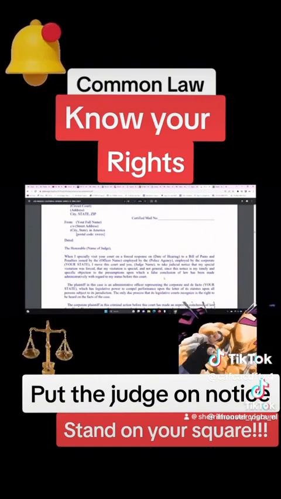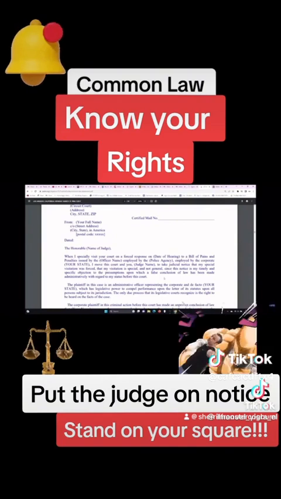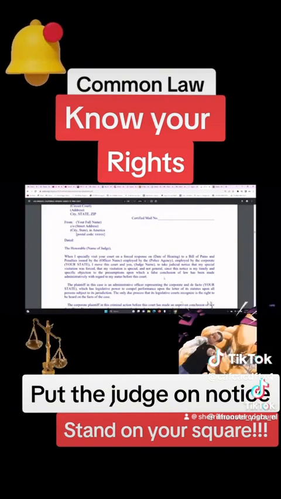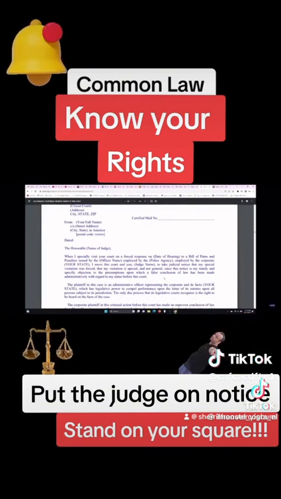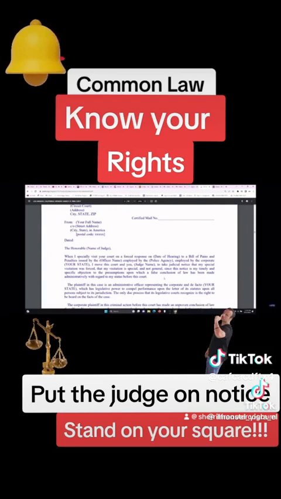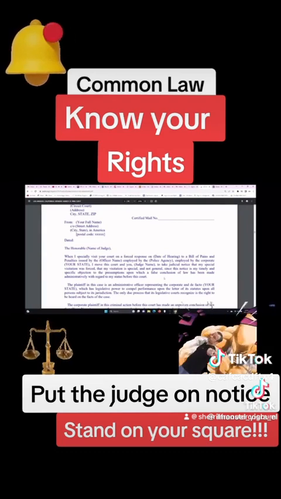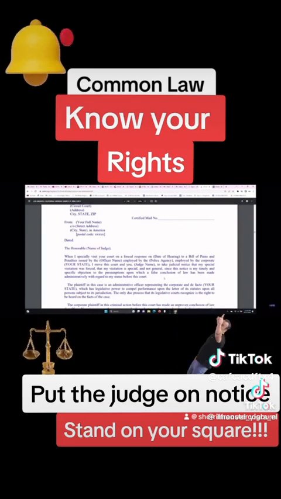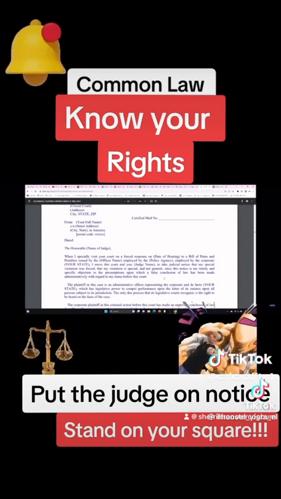All right, so let's look at it. This is a letter to the judge, and it goes, "The Honorable Judge so-and-so, when I specially visit your court on a forced response on such and such date to a bill of pains and penalties." A bill of pains and penalties is when they're taking you through a process without subjecting you to judicial process.